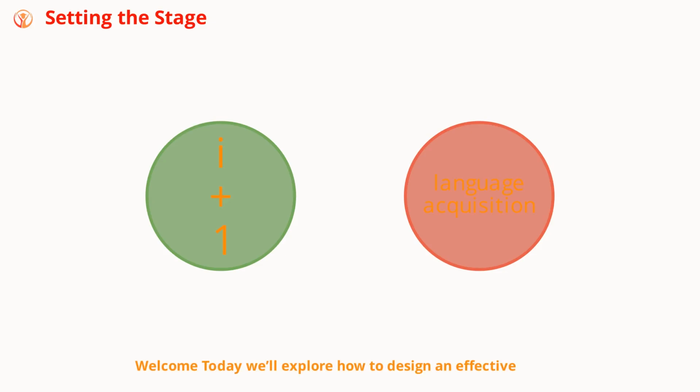Welcome. Today, we'll explore how to design an effective English lesson using the I+1 principle. This approach, rooted in language acquisition theory, helps learners progress by introducing new material that's just slightly beyond what they already know. Our focus will be on beginner to low intermediate students, aiming to teach the present continuous tense. Let's see how familiar language can be leveraged to build confidence before moving into new territory.